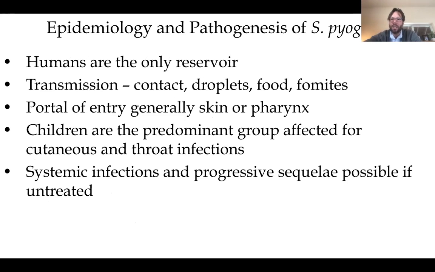Epidemiology, pathogenesis of Pyogenes. Humans are the only reservoir, so we don't get this from other animals. We get this from other humans by physical contact, by droplets, right? Respiratory droplets, or blood droplets, contaminated food and fomites, right? Doorknobs and stuff. Which is why washing your hands is so important, which is why not touching doorknobs in peak illness season, like right now, is important.